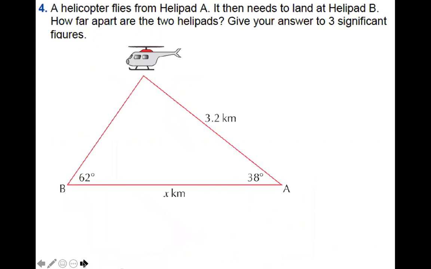Here, give your answer to 3 significant figures. A helicopter from helipad A then needs to land at helipad B. So basically, we're looking for that. I've got an angle, and the same again, 62 plus 38. Exactly, so you need to find that angle first. What is this? And then you've got x. X divided by sine this is 3.2 divided by sine this.